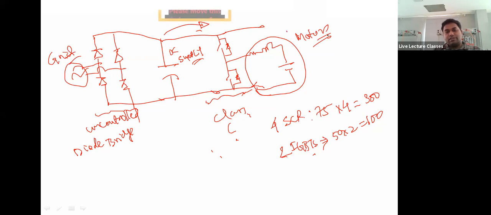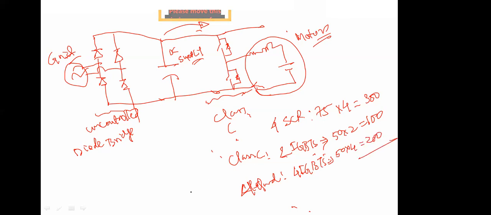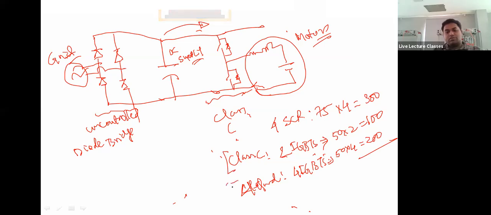So it's controlled. In case you want to go for a four quadrant chopper, you add 100 rupees more to it. This is for the class C chopper. And for the four quadrant chopper, what do you need? Four IGBTs, right? So that would cost you around 50 rupees into four, 200 rupees. So if you go for class C chopper, it's cheaper, and if you go for four quadrant, it's also cheaper, right? So it's a great thing.